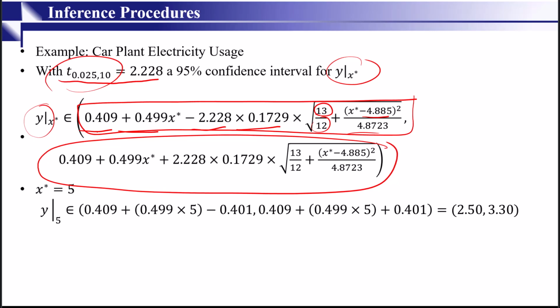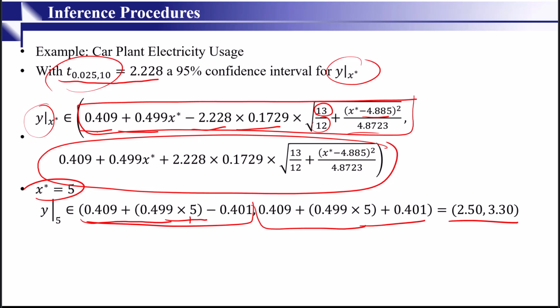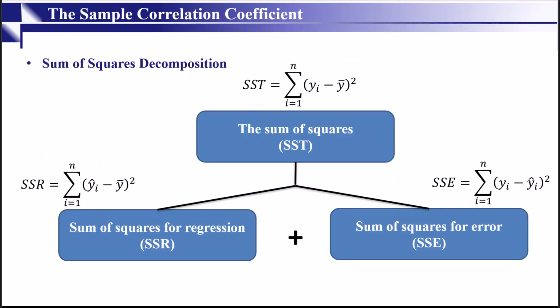Then for x star, if it is equal to 5, then the y falls into this interval, right? Is this one 0.49 based on the equation. Beta hat 1 multiplied by 5, this x star, minus 4.9, this one. So this is the lower bound, this is the upper bound, and this value. From this interval that we found here, 2.5 and 3.3, we can conclude that if the production target of the next month is $5 billion, with 95% confidence, the electricity usage of the next month will be something between 2.5 and 3.3 kilowatts.